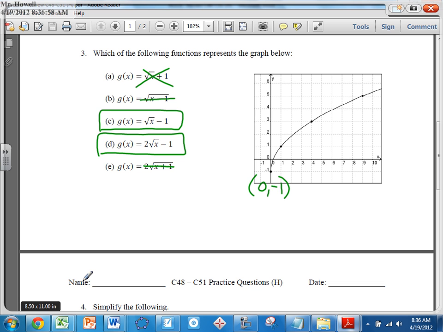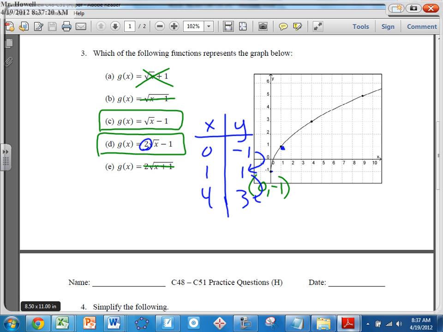Take a look here, guys. If this were your data points, you would have, for your XY table, 0, -1. The next point would be 1, 1. The next point would be 4, 3. What are your Y values going up by? They're going up by 2 every time. 2 there, 2 there. So that means the A value is going to be 2. That's another way to look at that.